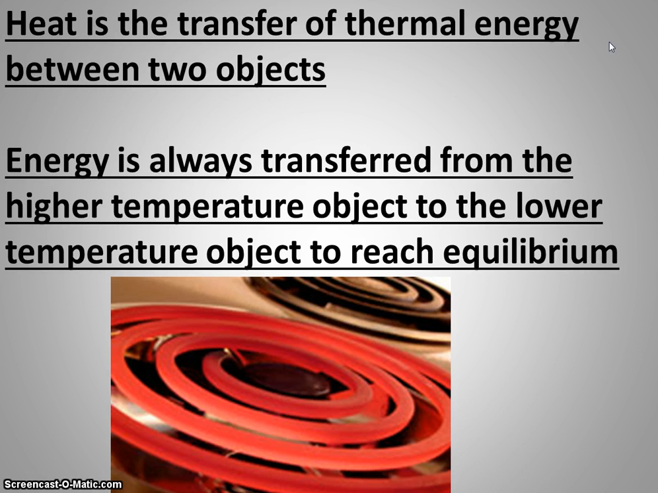And this always happens: energy always transfers from the high temperature object to the lower temperature object. That heat energy transfer will occur until we reach equilibrium. Nature likes to be in equilibrium, so nature would like for things to be the same temperature. So nature transfers energy from the high temperature object to the low temperature object. So heat is actually that transfer of thermal energy.